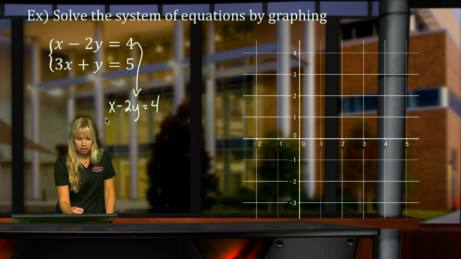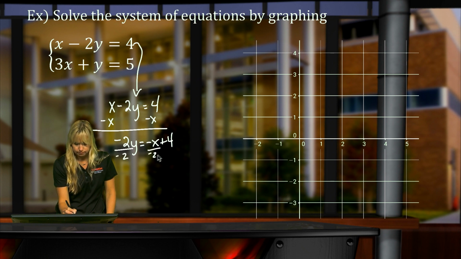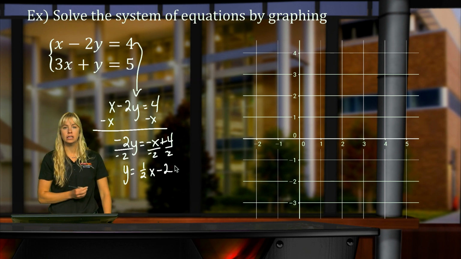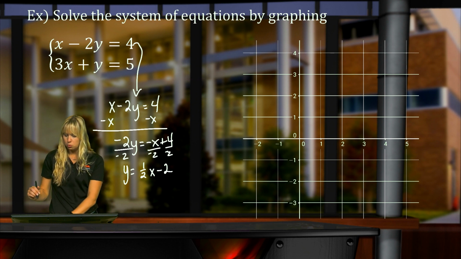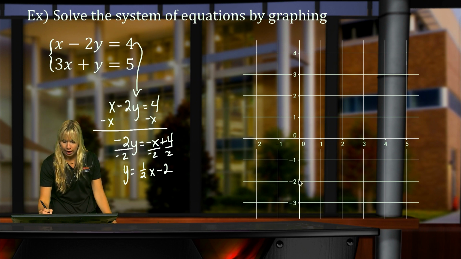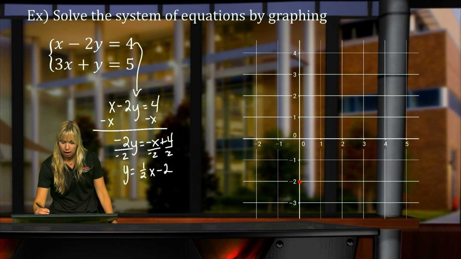So for the first equation, we'll subtract x from both sides. Negative 2y equals negative x plus 4, and then divide everything by negative 2. So the first equation in slope-intercept form is y equals 1/2 x minus 2. We'll go ahead and graph this line. Our y-intercept is negative 2, and our slope is 1/2. So we're going to go up 1 to the right 2, up 1 to the right 2, or down 1 to the left 2.